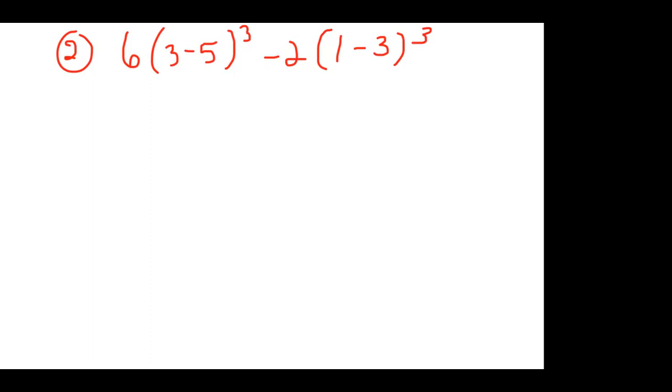So guys, here we go. Order of operations says, do what's inside the parentheses first. So 3 minus 5 gives you a -2.